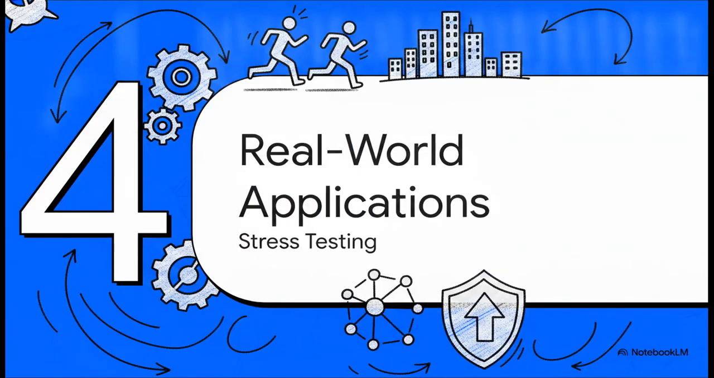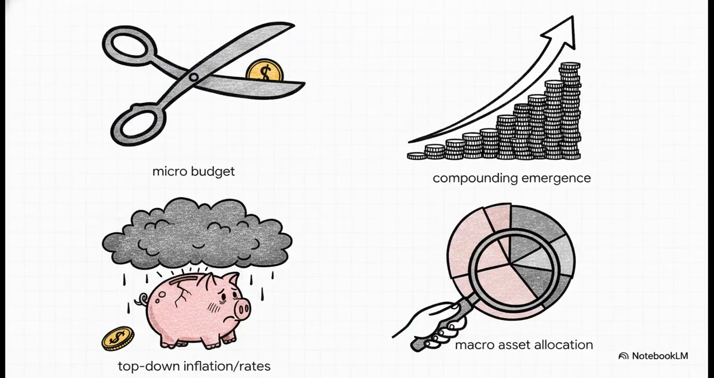Section 4, Real-World Matrix Applications, Stress Testing the Framework. Now, what's really interesting is how this applies to everyday life, like personal finance. It maps perfectly to our 4 quadrants. If you only obsess over the micro, like, say, agonizing over cutting a $15 streaming subscription while totally ignoring your overall earning potential, you miss the big picture.